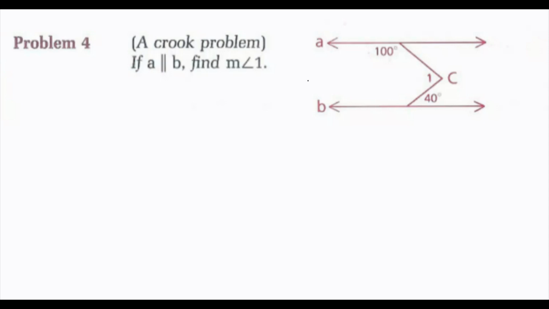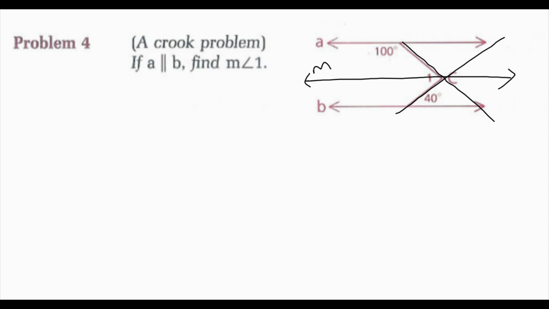Now looking at our last problem, problem 4, a crook problem. If A is parallel to B, I want to find the measure of angle 1. Notice my segment in the middle here is not a transversal, but if I draw a line through point C that is parallel to A and B, thanks to my parallel postulate, now I have this line being a transversal and this line being a transversal of this new line, let's call it M, of MA and MB, which will give me different angle relationships.